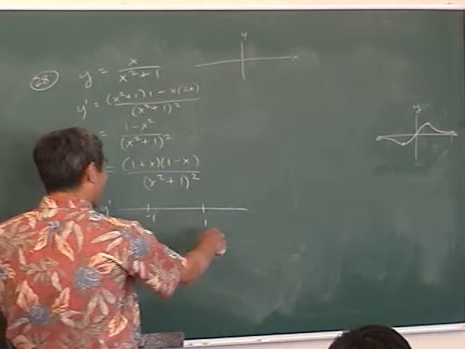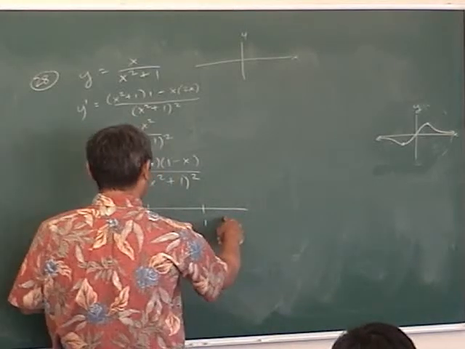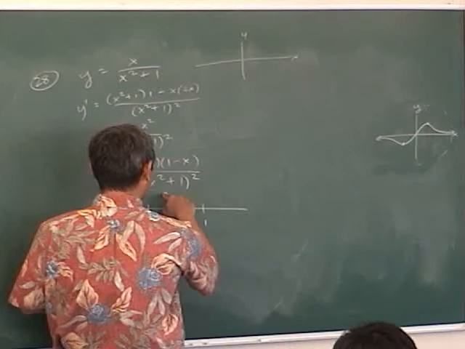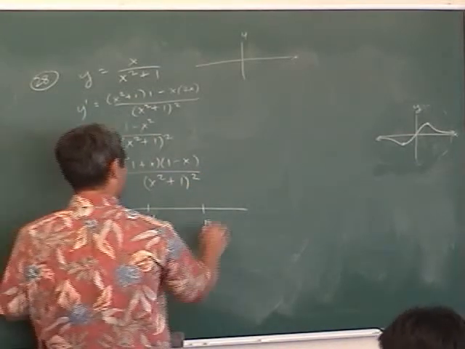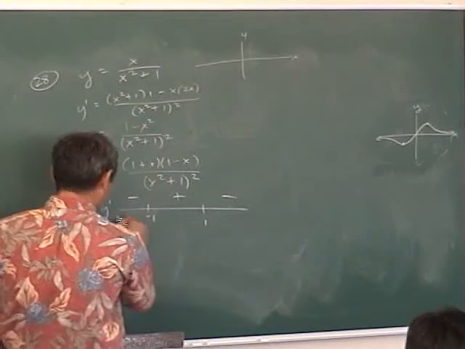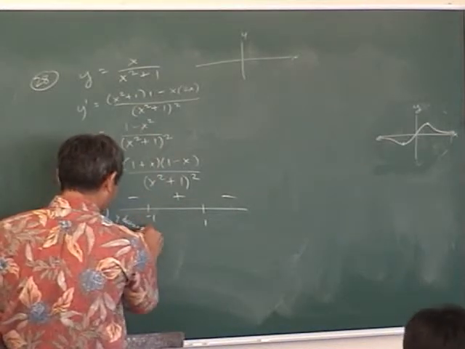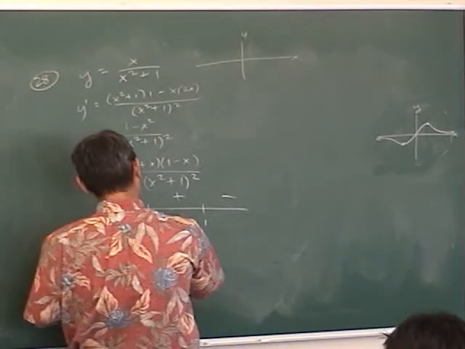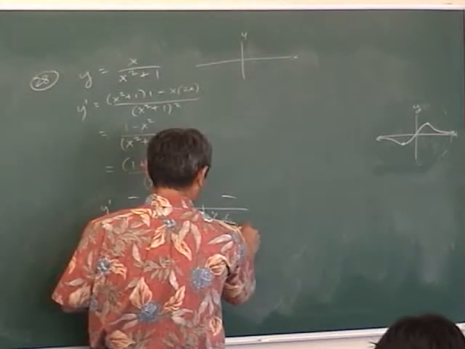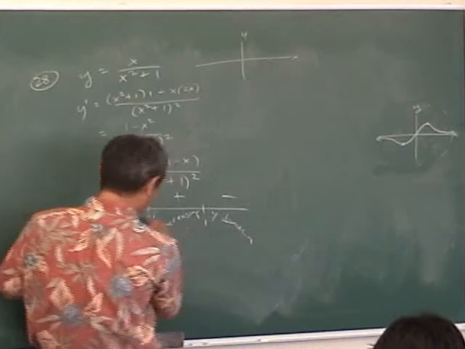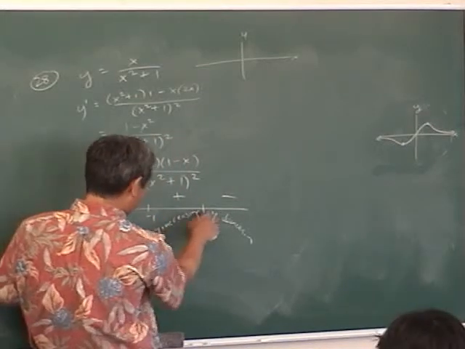Okay, think of a number bigger than 1, like 2. In fact, we did this already. Positive times negative, then divided by positive, because the denominator is always positive. So it's going to be minus plus minus, which means y is decreasing. Y is increasing. Y is decreasing. So you can see from this number line, there's a minimum here and a maximum there.